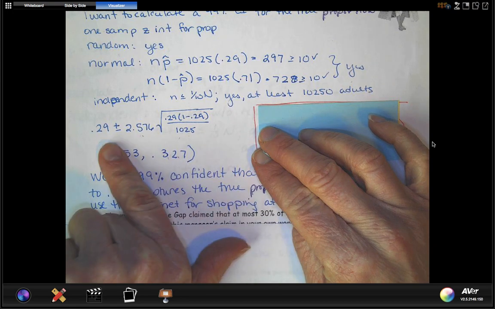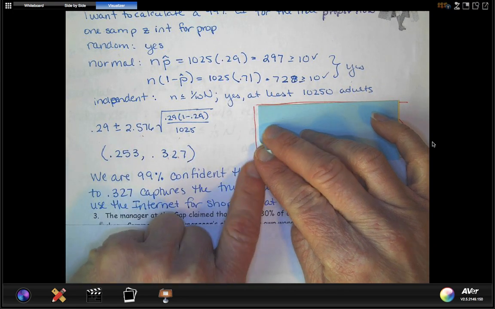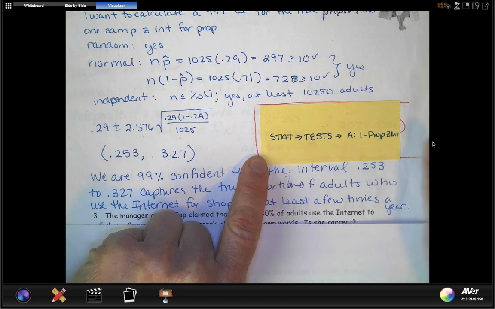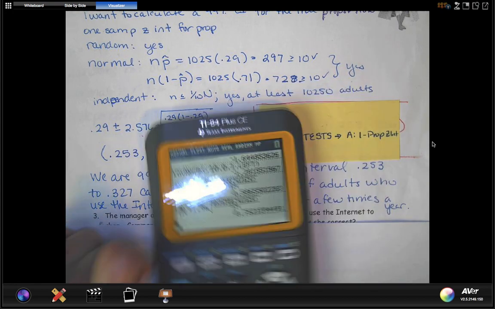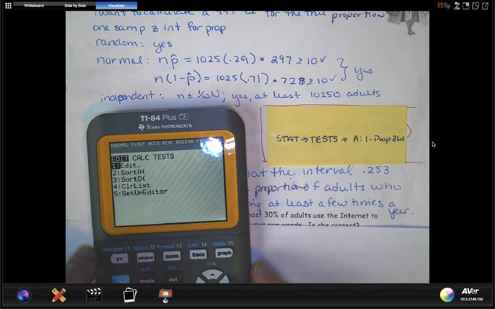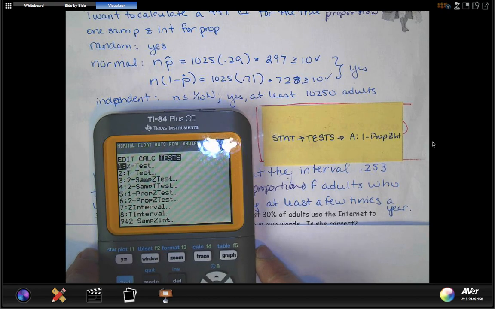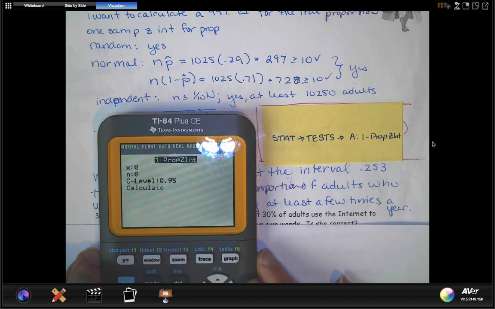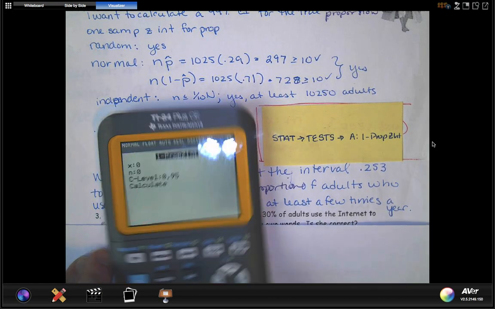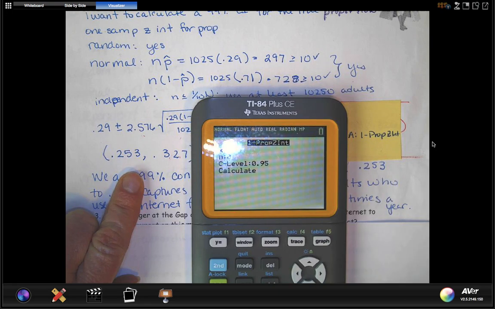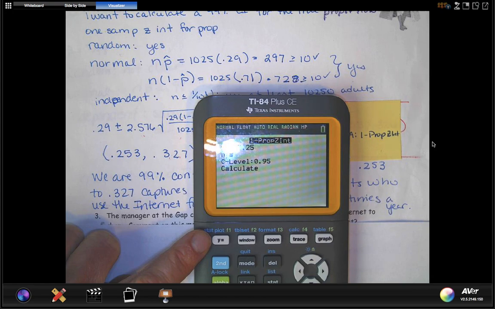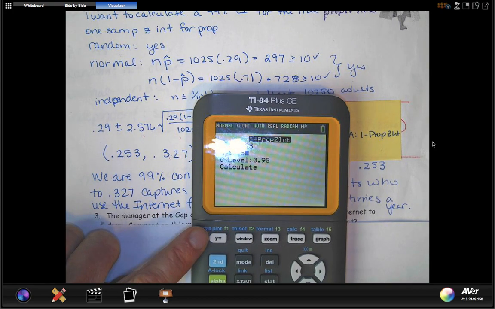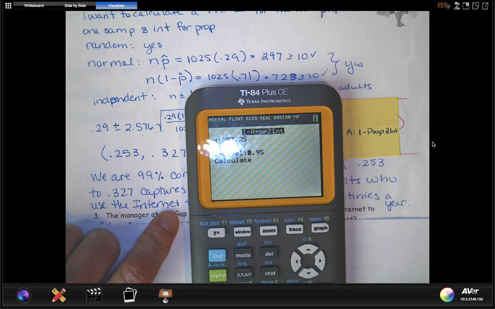There is a way to do this on the calculator. So the first thing that you would do, you will go to Stat. You will go over to Tests. You will go down to A, 1-PropZInt. Alright, the X. So in this problem we had 29%. So if I do 0.29 of 1025, I get that number. 1025 is my N. My C-level is 0.99.